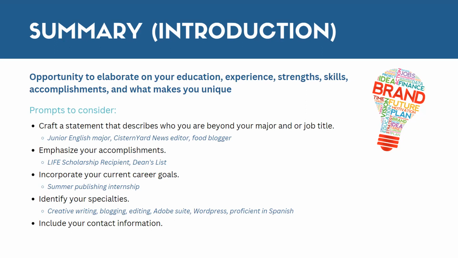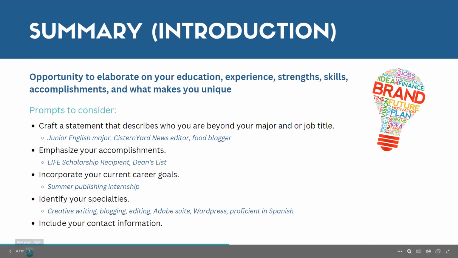And these could be industry-specific skills or transferable skills. For the position that this particular student is applying for in publishing, what is most relevant is creative writing, blogging, editing, utilizing Adobe Suite software, WordPress, and he's also including that he's proficient in Spanish. And then finally, you can include contact information in your summary. So let's put it together and see what it might look like.